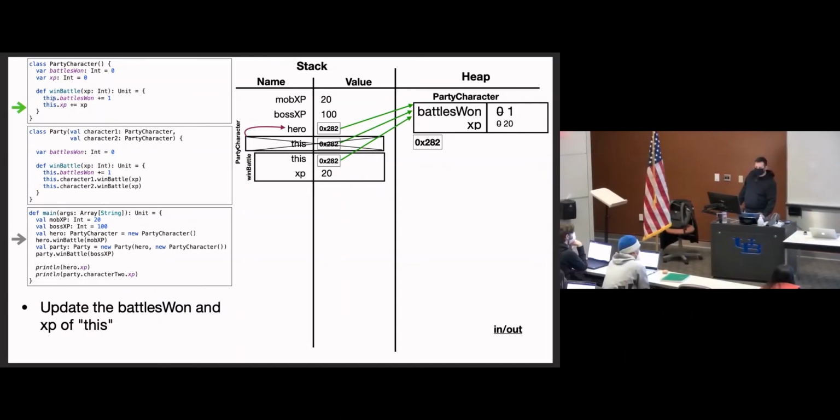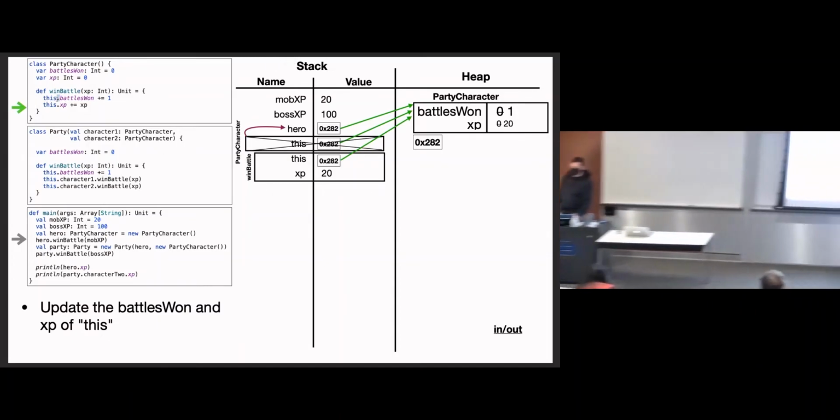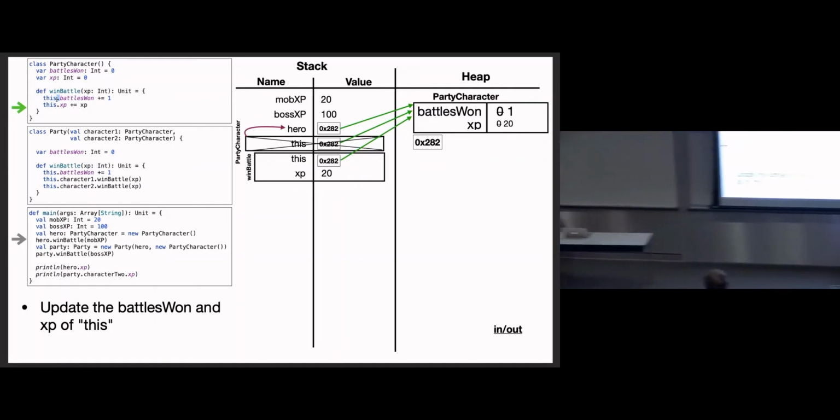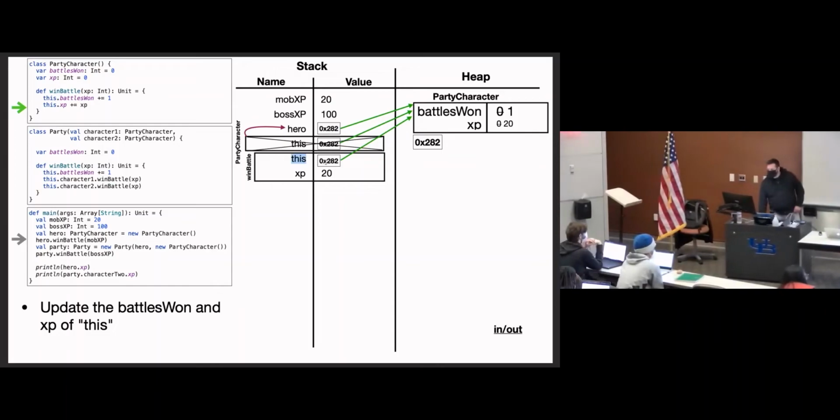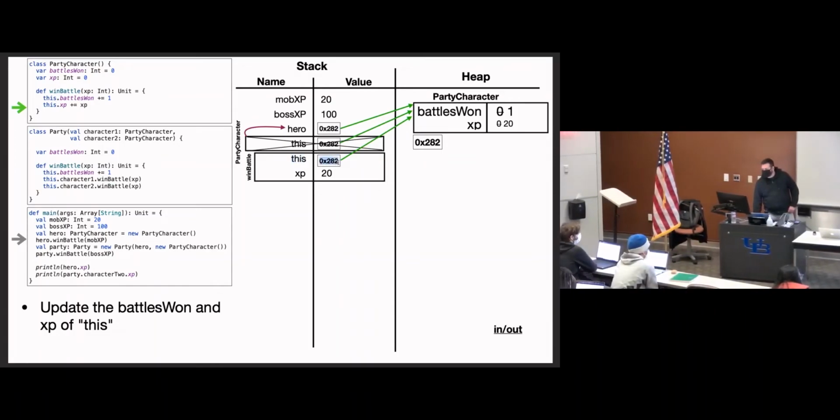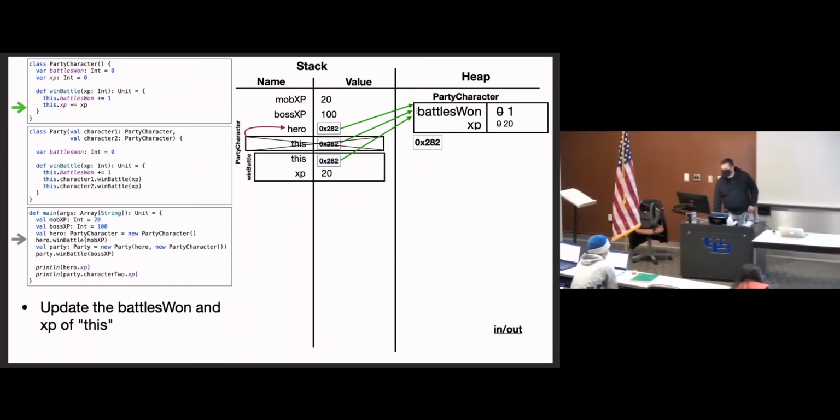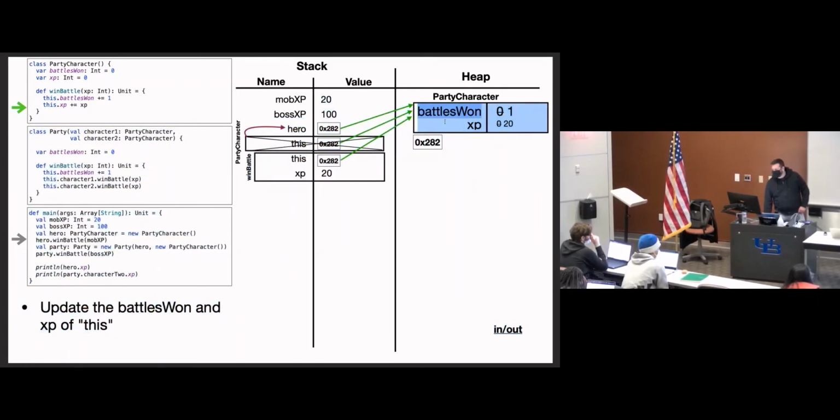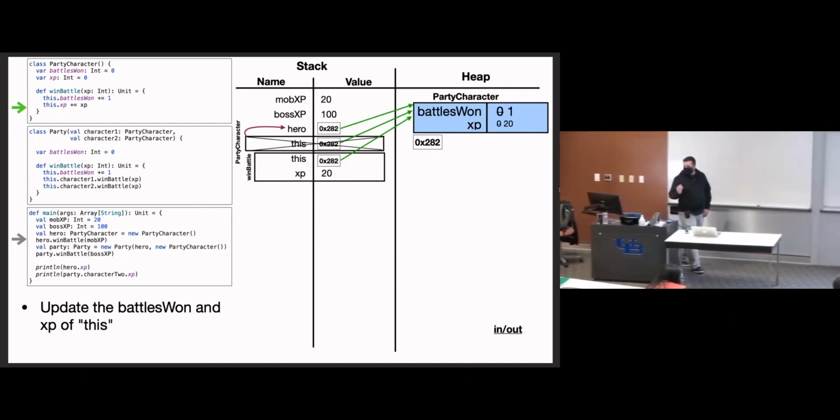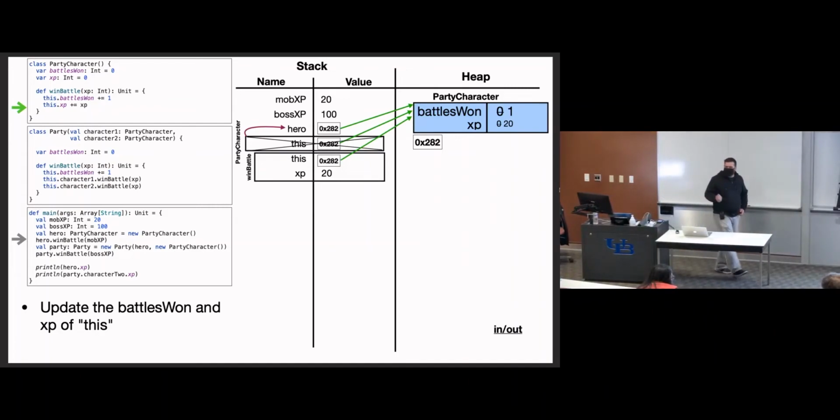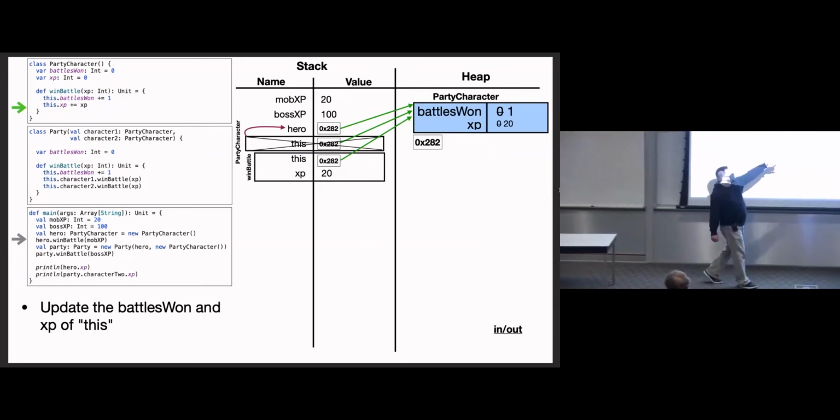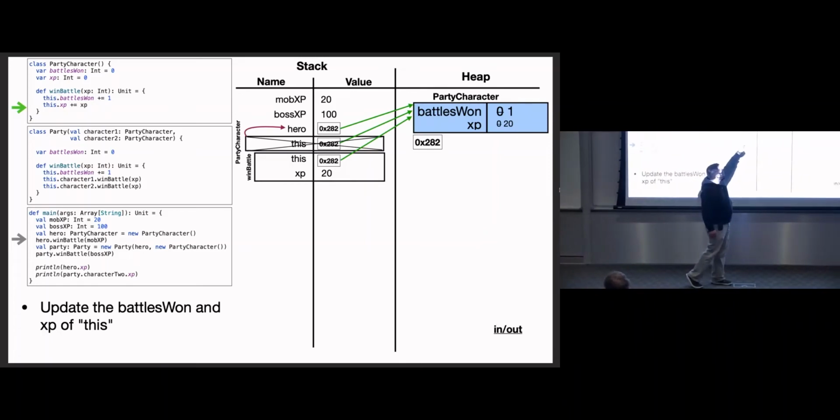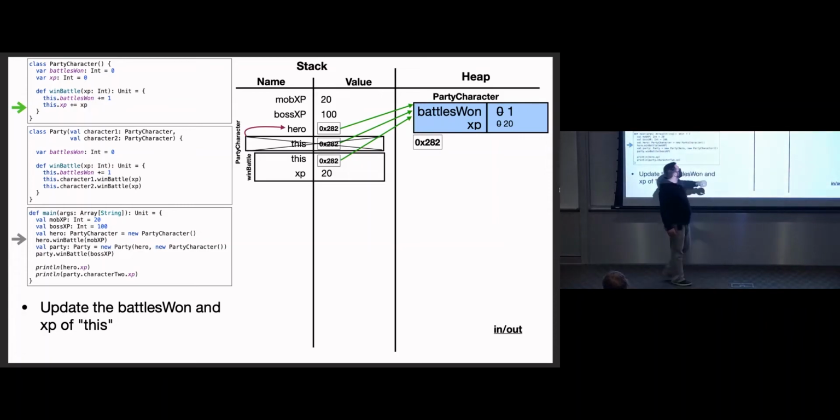And we go through the code. This, again, using the dot operator, same thing that we just did with hero dot. This dot is saying follow the reference. So we're over here in this player character object. This dot battles 1 plus equals 1. So increment battles 1 by 1. We're going to cross out the 0 and write a 1. We followed the reference, found the object, incremented battles 1.